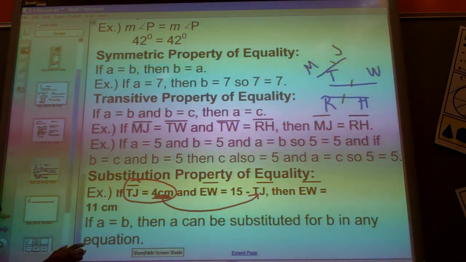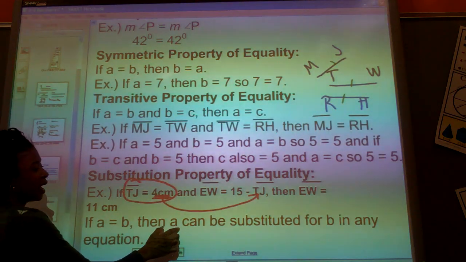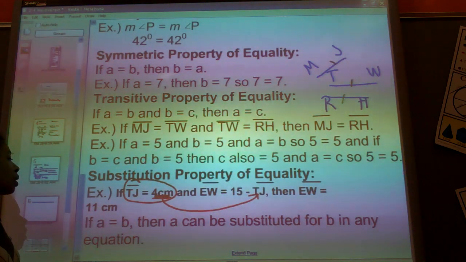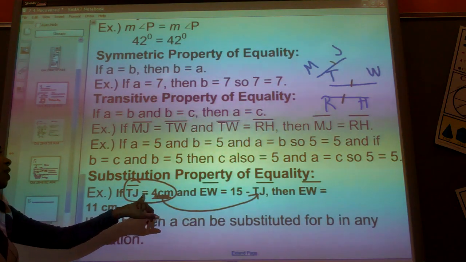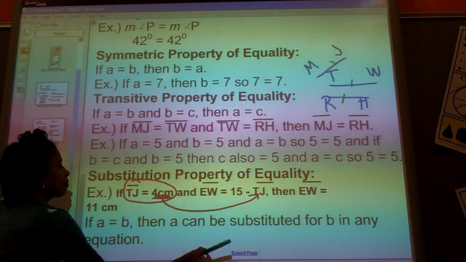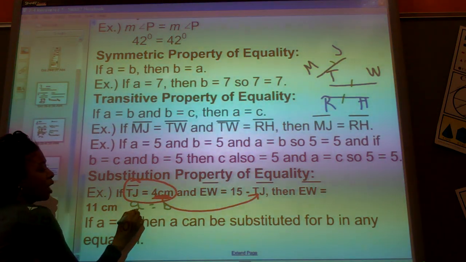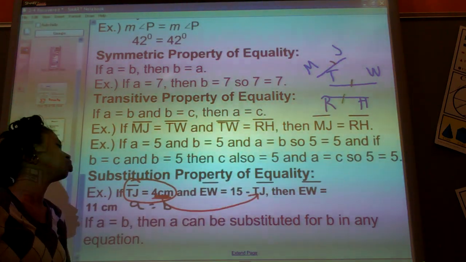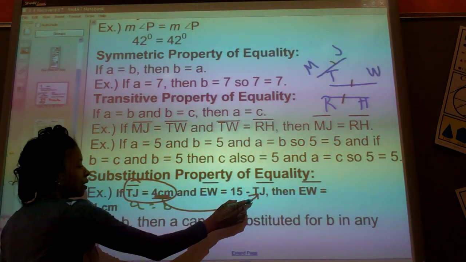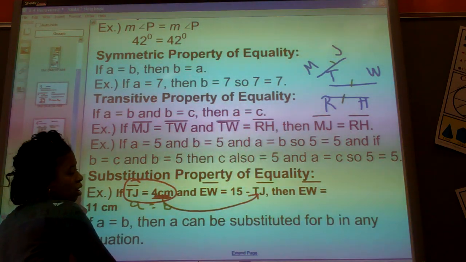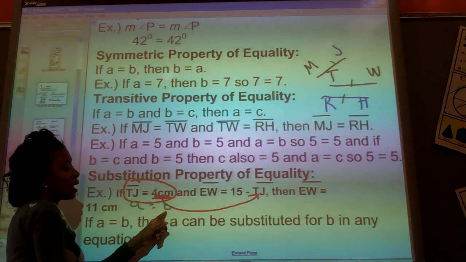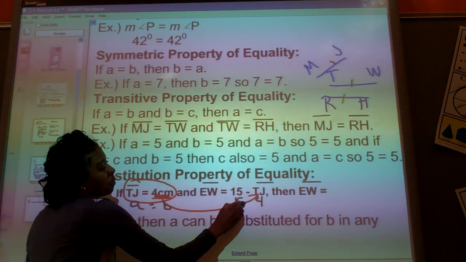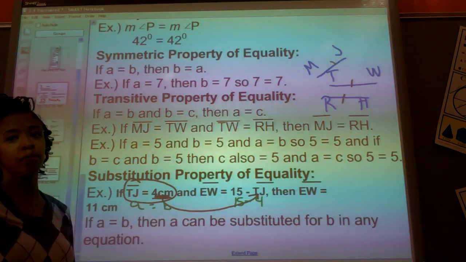Okay? And how do we do that? If A is equal to B, then A can be substituted in for B any other place in the equation, which we just did. Okay? If this is A and this is B, for example, TJ represents your A, and this is your B. A equals B. When I get over here to this equation, segment EW equals 15 minus TJ. 15 minus the A here. Well, A is the TJ. I haven't solved for anything, but I see that A and B are the same. Instead of saying A, I can now say B, which is the 4. So 15 minus 4, which is where we get the 11.